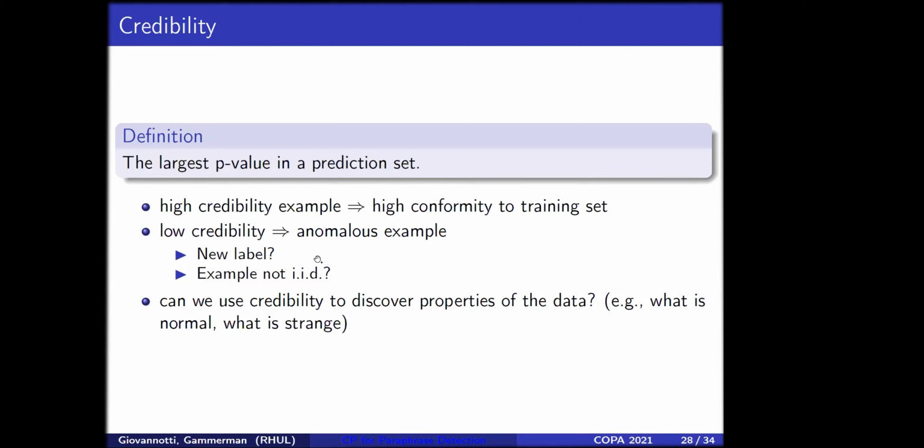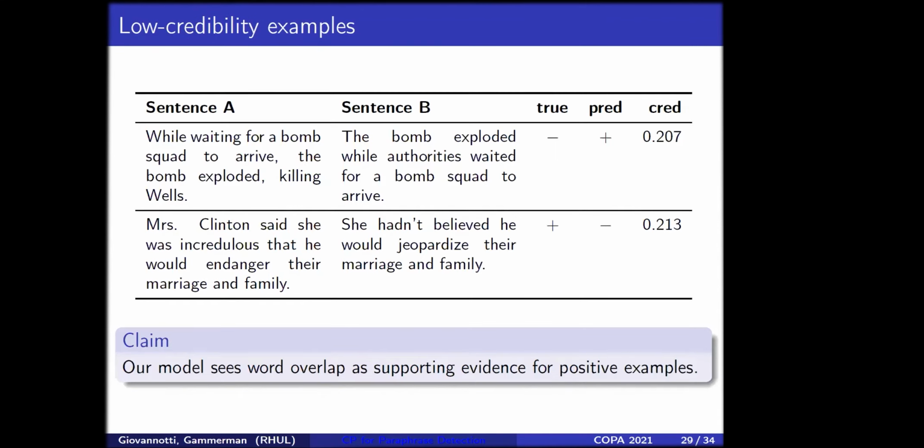So credibility tells us something about the data distribution, the training data distribution. So can we use it to discover properties of the data? Like what is normal, what is strange in the data set? I had a look at some low credibility examples, and let's see this example here.